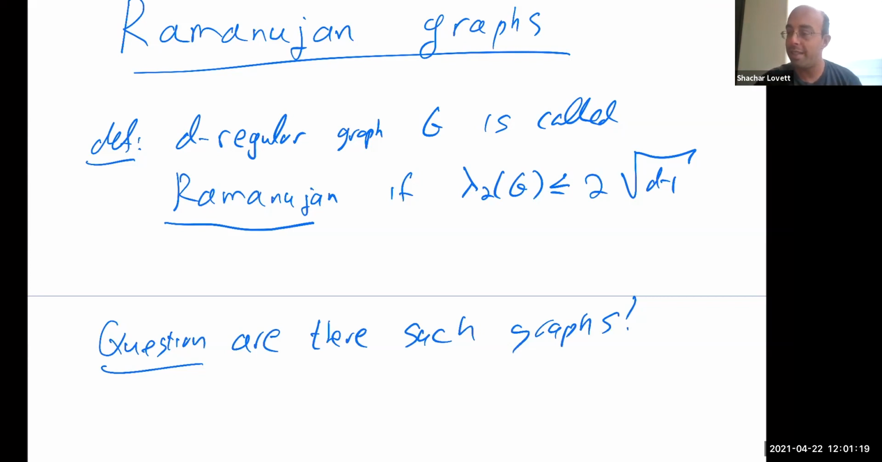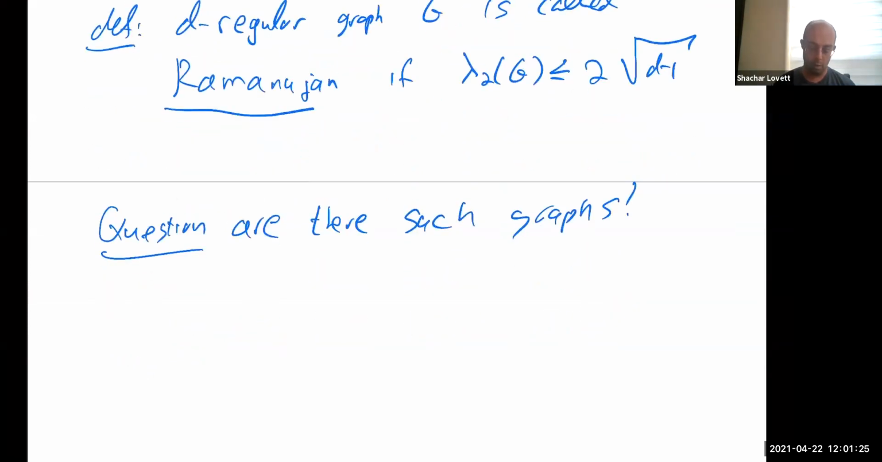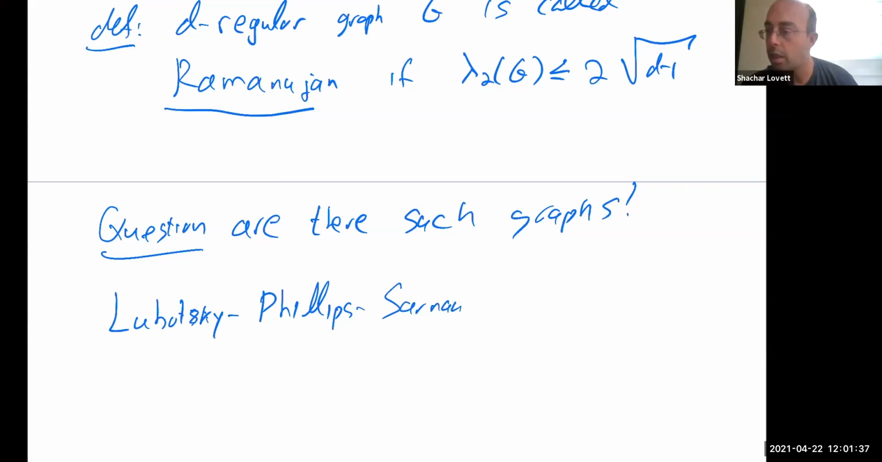So surprisingly, this definition is not empty. And the first example people know is something called the LPS graphs. So Lubotsky, Phillips, and Sarnak. This was, I think, 90s, I guess.